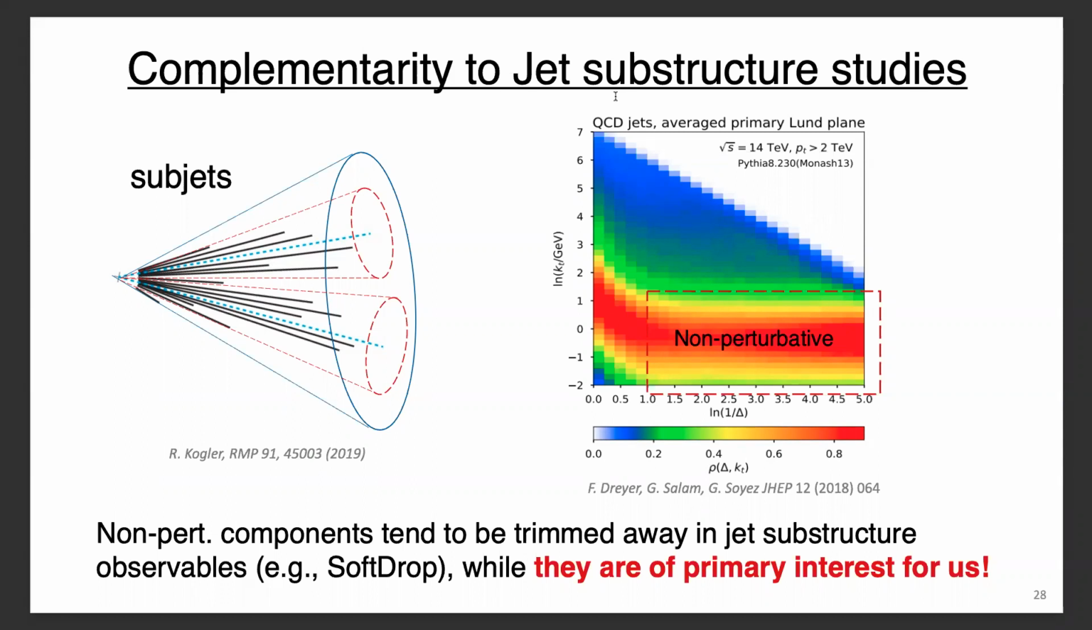In all of these jet substructure studies, if you're familiar with the subject, what they tend to do is try to trim away those non-perturbative components and look at the rest that can be described by the perturbative approach. And as Wilco has mentioned, however, those non-perturbative components that tend to be trimmed away in these studies are of primary interest for us. So those might be the parts that contain interesting physics. So we should not always drop them.